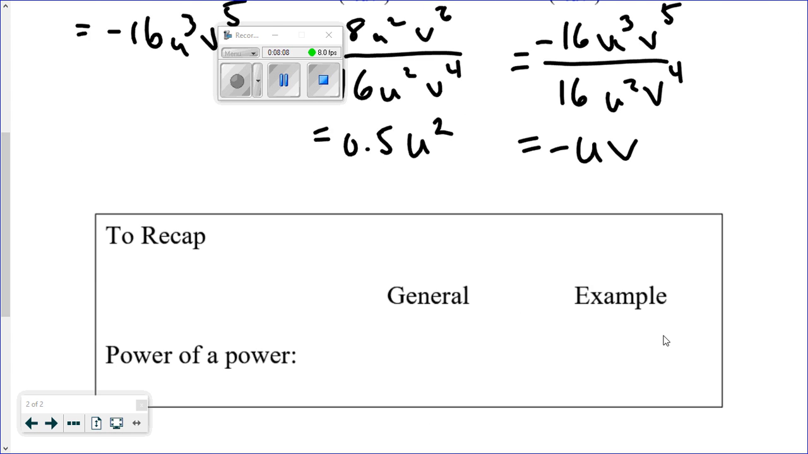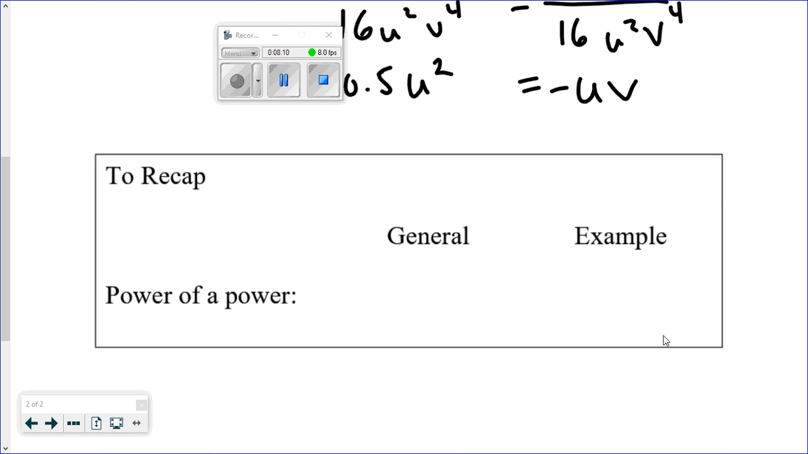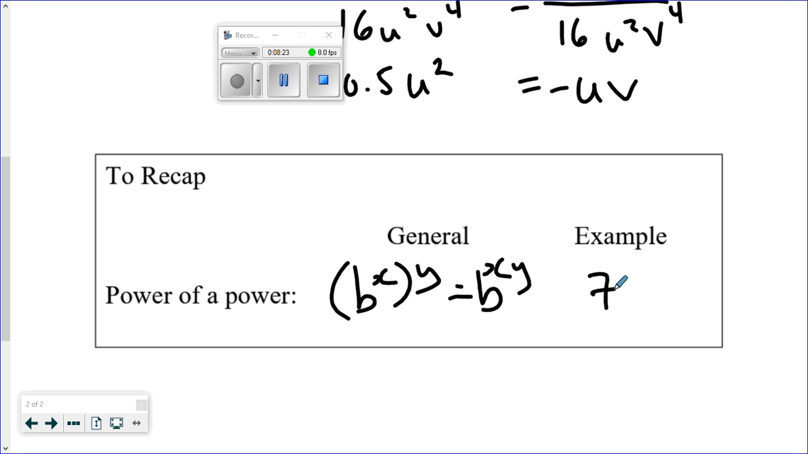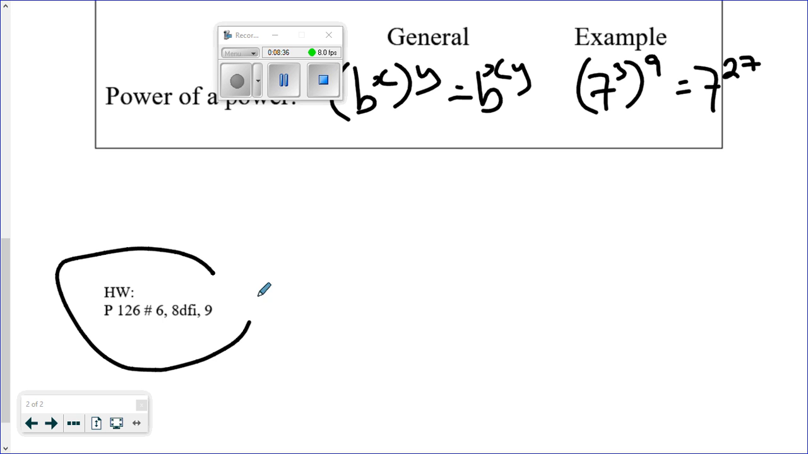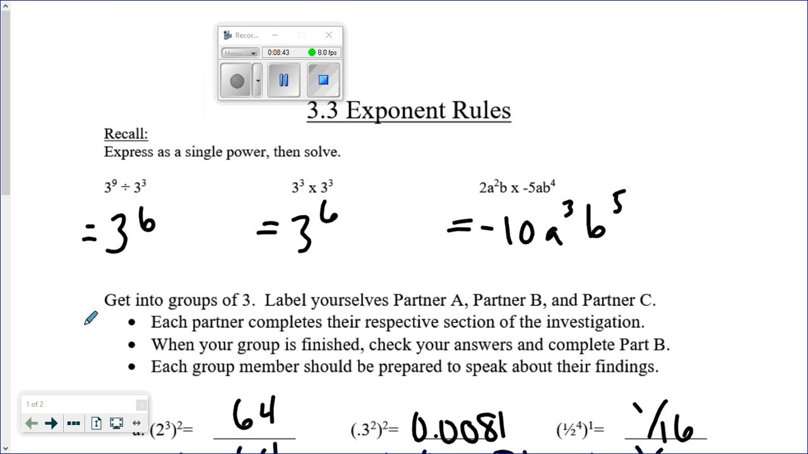So to recap, anytime you have a power of a power, it means that you are multiplying the exponents. So in human terms, 7 to the power of 3 to the power of 9 means we're really doing what's 9 times 3? Oh, 27. All right. So there's your homework there. And for anybody who did a different value, I'm going to go back and finish off those questions.